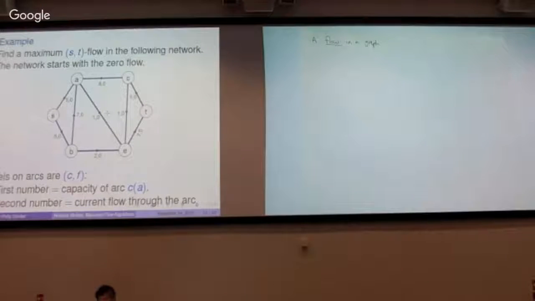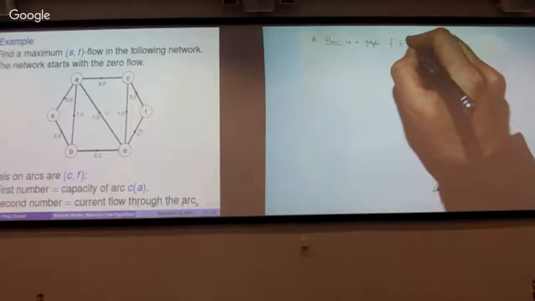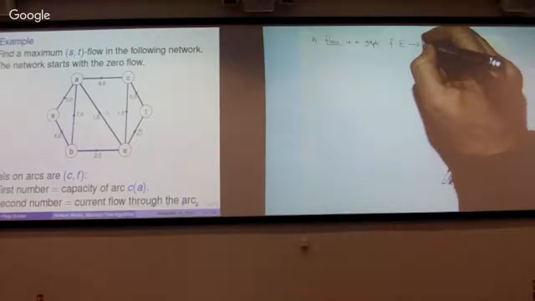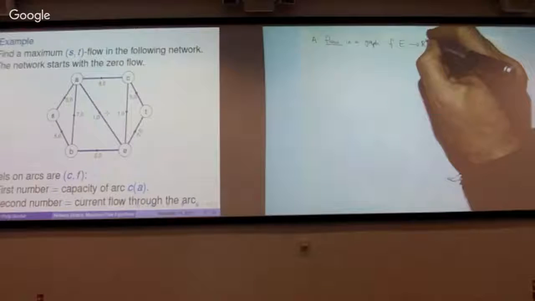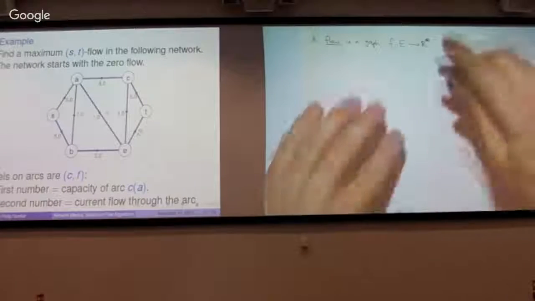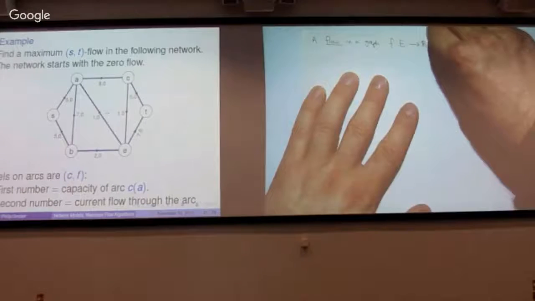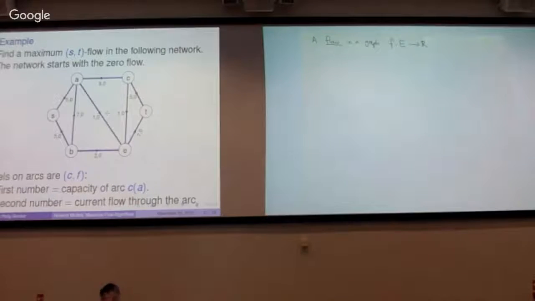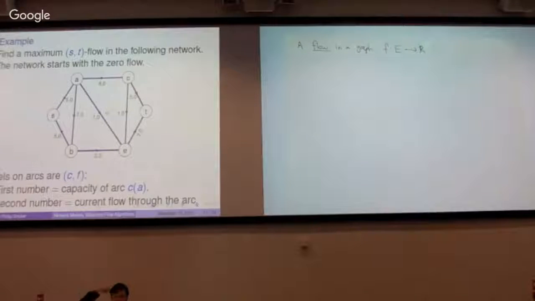But the mathematical definition of a flow is that it's a function that goes from the arcs of the graph to some numbers, right? Positive real numbers, not real numbers. In other words, it gives you a mapping that for each arc gives you a number. So think of a number sitting on each of the arcs. In this picture, the flow is 0 everywhere. That's the second number, the number after the comma on each of these arcs.